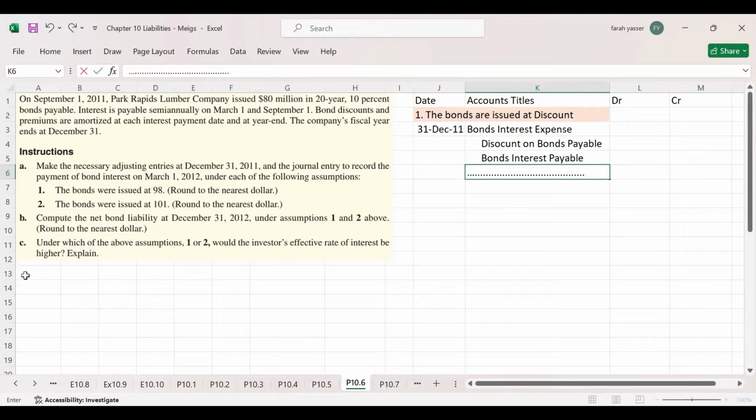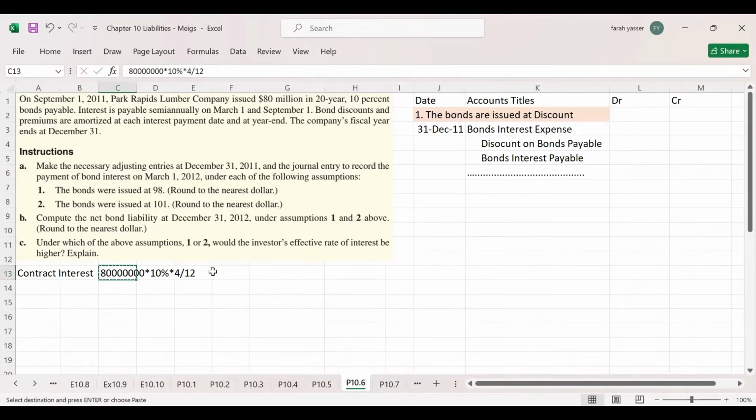We are going to calculate the amounts. First, we will calculate the contract interest. Basically, the contract interest on bonds is the interest which is going to be paid to the bondholders. The total $80 million bond was issued, so this 80 million will be multiplied by the rate of interest, which is 10%. In this way the annual interest will be calculated. But as the bonds are issued on September 1st, we will convert this annual interest into 4 months, so we multiply by 4 over 12. So the interest payment would be this one.